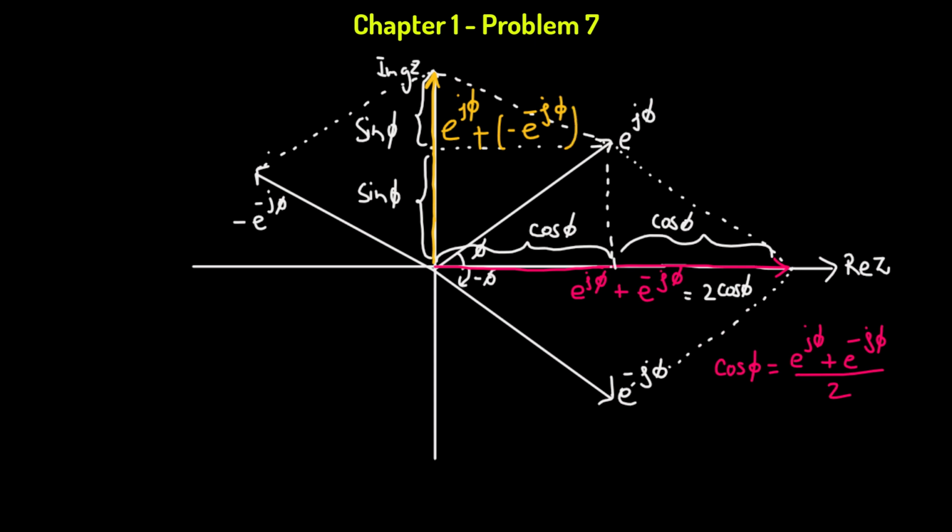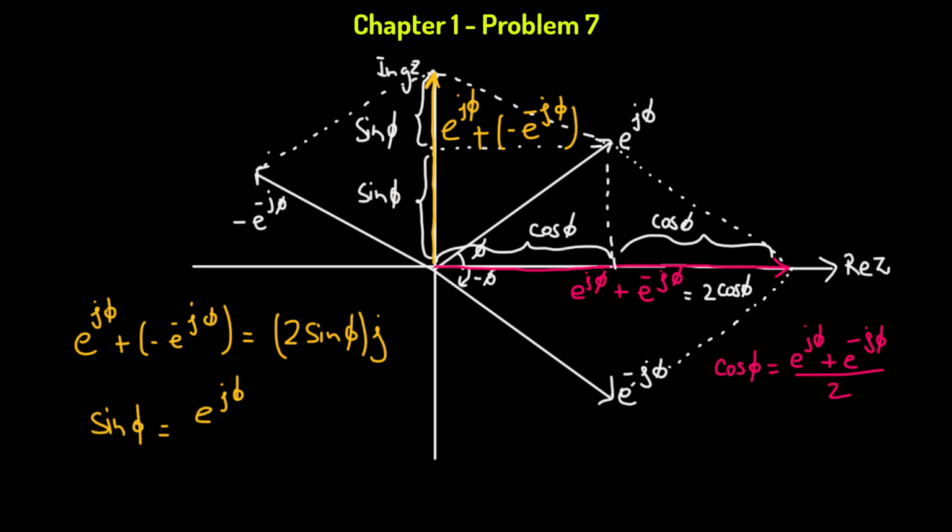Hence we can say that e raised to the power of j phi plus negative times e raised to the power of negative j phi is actually 2 times sine phi, but since it is on the imaginary axis, we multiply it by j. So solving for sine phi, we get e raised to the power of j phi minus e raised to the power of negative j phi, divided by 2j.